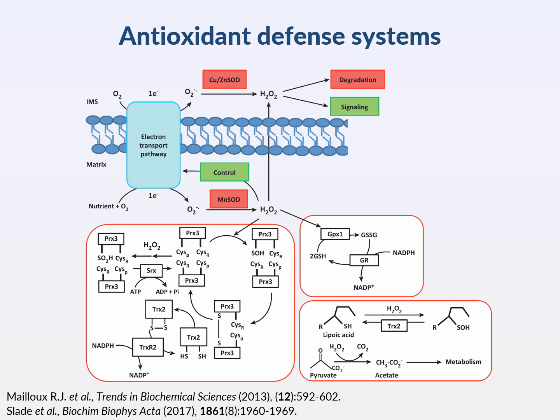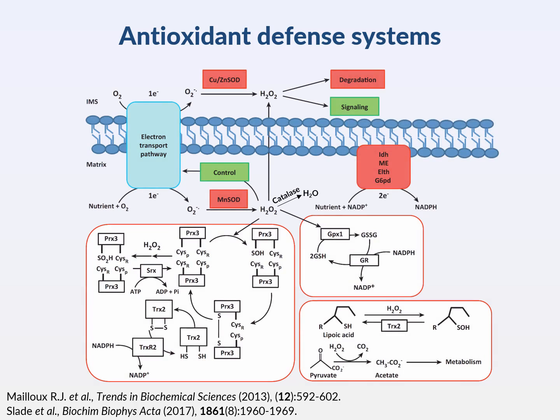The third system seems to be localized specifically within hepatocytes and has also been documented to occur within cardiomyocytes, and this is catalase, which dismutates hydrogen peroxide directly to water. Notably, the thioredoxin and the glutathione systems also rely on the production of NADPH, which can be seen on the right of the diagram, which is linked to energy metabolism.